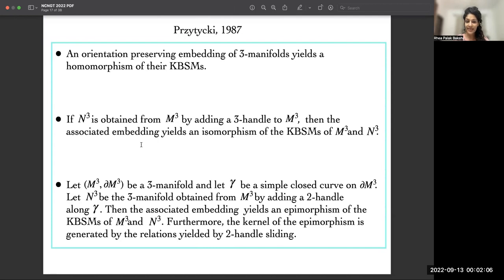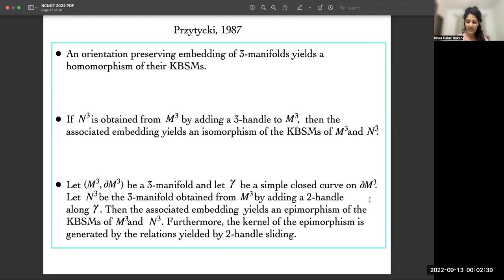The third one says that if you have a manifold M with boundary, and it has a simple closed curve gamma on its boundary, and then you have N, which is obtained from M by gluing a two-handle along the simple closed curve, then the associated embedding yields an epimorphism of the KBSMs. In particular, the kernel of this epimorphism is generated by two-handle sliding relations. So an orientation-preserving embedding yields a homomorphism, three-handle addition yields an isomorphism, and two-handle addition yields an epimorphism of KBSMs.